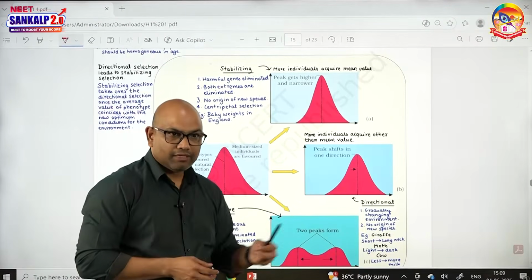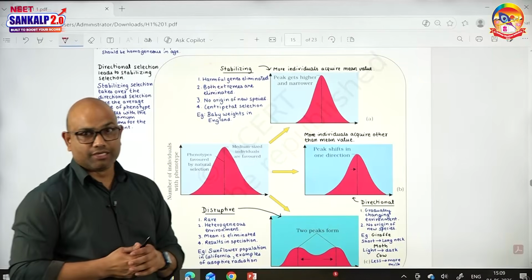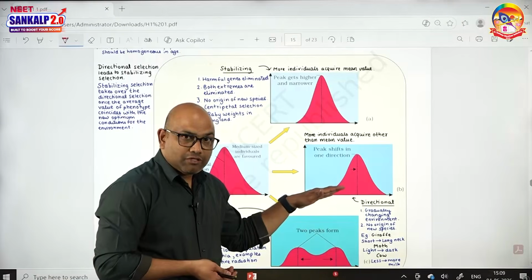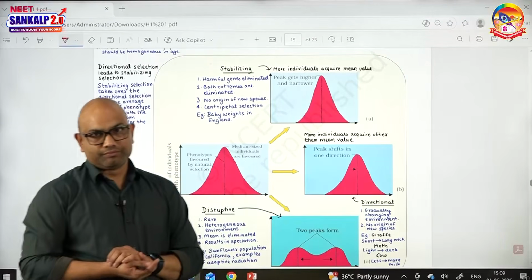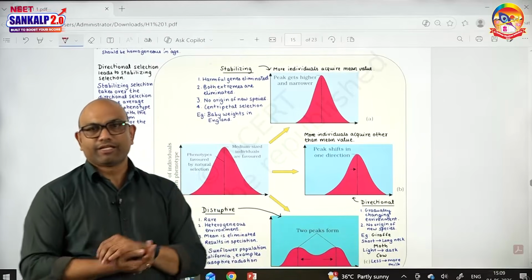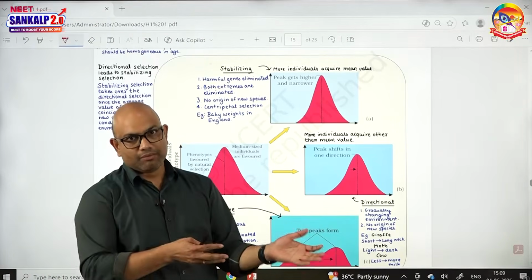When it comes to directional selection, most of the individuals acquire a value other than the mean. For example, the shift from short-neck giraffe to long-neck giraffe is directional selection. Initially short, but later long.